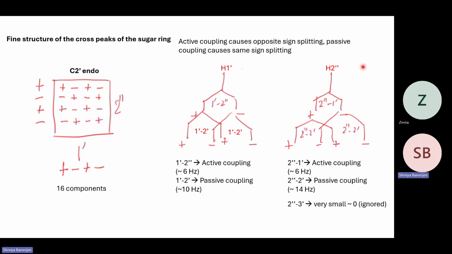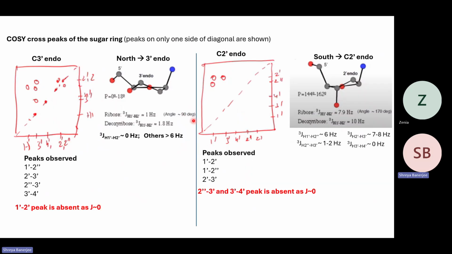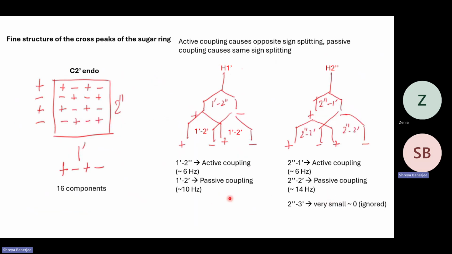Now if we look at the fine structure of these peaks, we are looking at C2 prime endo. We have to remember that for C2 prime endo is this case. So this case is two of the peaks, their coupling is very close to 0. We are particularly looking at the 1 prime 2 double prime peak. So 1 prime has coupling with 2 prime and 2 double prime.